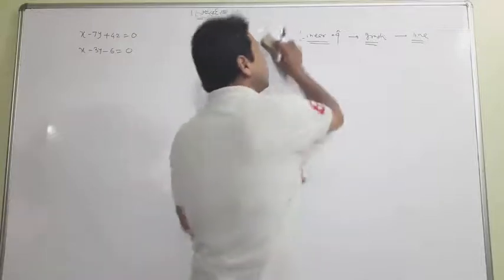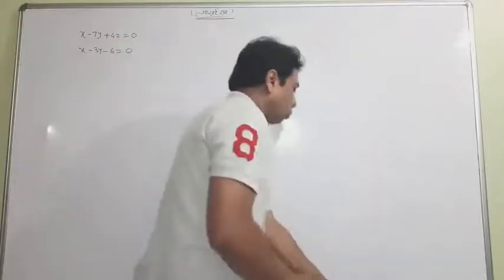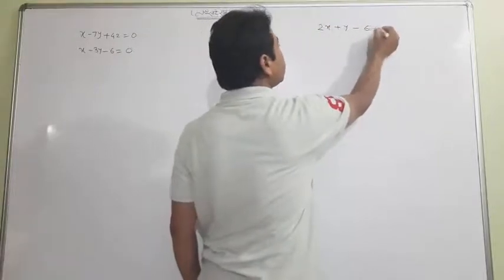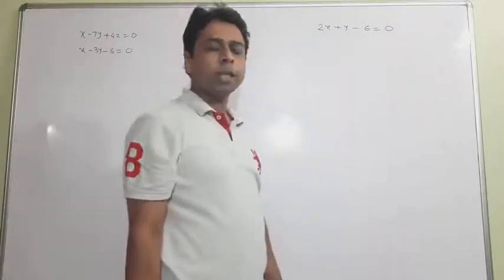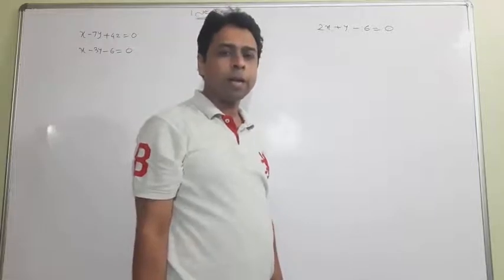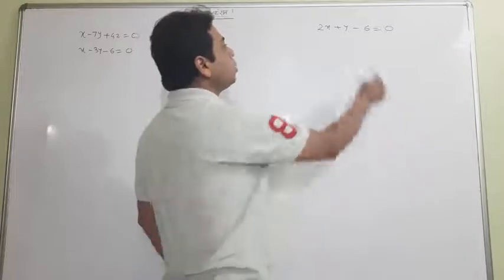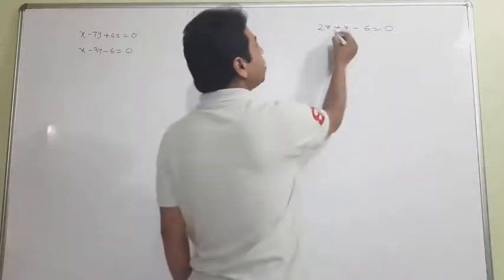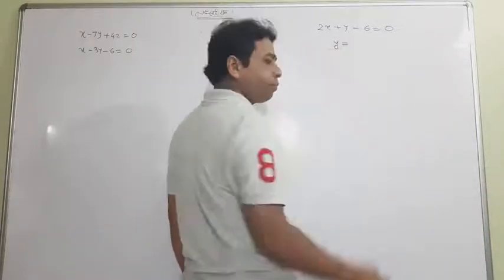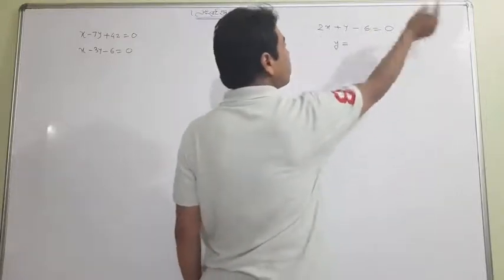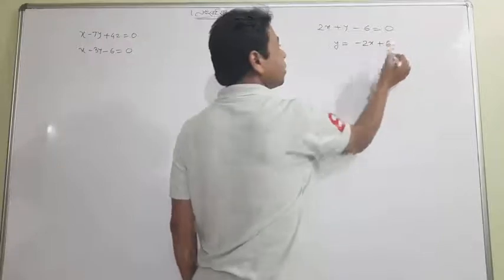Okay, let me explain how to draw the line. I'll take a simple equation like 2x + y - 6 = 0. This is a linear equation in 2 variables, and I want to draw its graph. So how to draw the graph, I'll tell you. First of all, I have a simple trick. First, find y from here. y = -2x + 6.